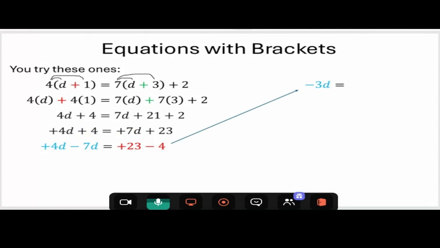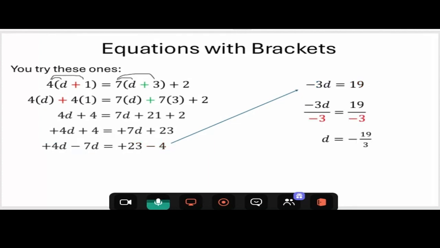4d minus 7d is negative 3d. That's 4 to the right and 7 to the left, negative 3. 23 minus 4 is 19. And now to get the d by itself, I divide both sides by negative 3. And that's going to be a fraction. 19 over negative 3 is negative 19 thirds. Or if they want a mixed number, 3 goes into 19 6 times with 1 left over.